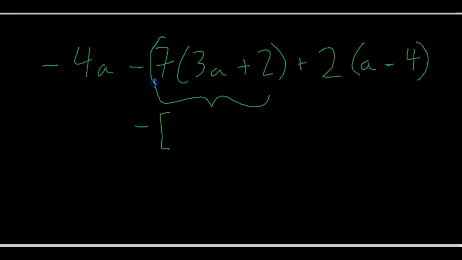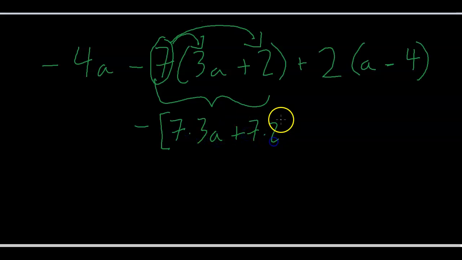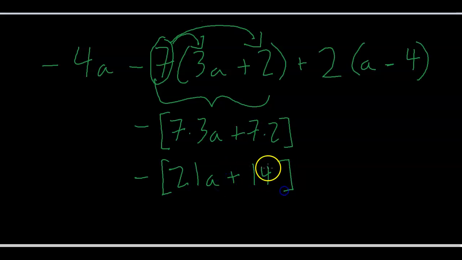So we have a factor of 7 outside the parentheses, and we're going to distribute it onto the terms inside parentheses. So this becomes 7 times 3a plus 7 times 2, right? And that's going to become, and let's keep track of this minus sign here, 7 times 3a, 7 times 3 is 21, so this becomes 21a, plus 7 times 2 is 14, right? And let's just bring down this negative 4a. So we start with negative 4a, then we subtract what's inside the brackets here, and then what do we have?